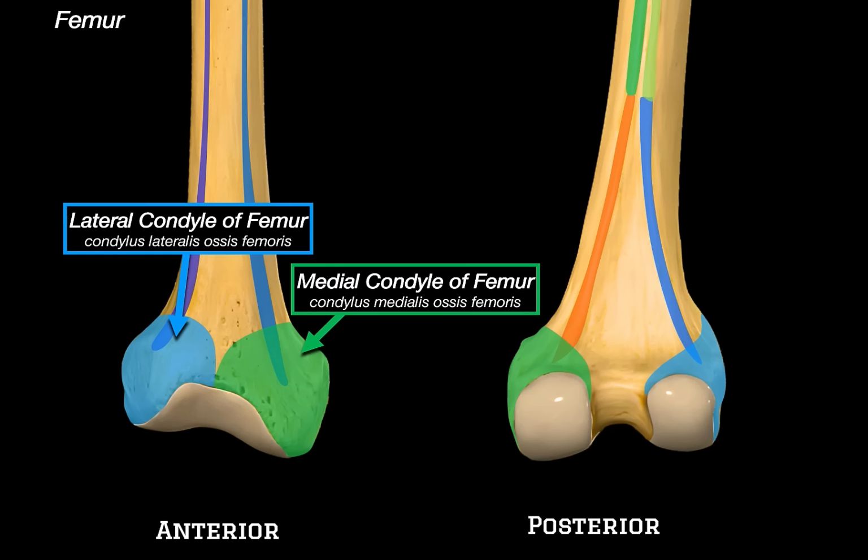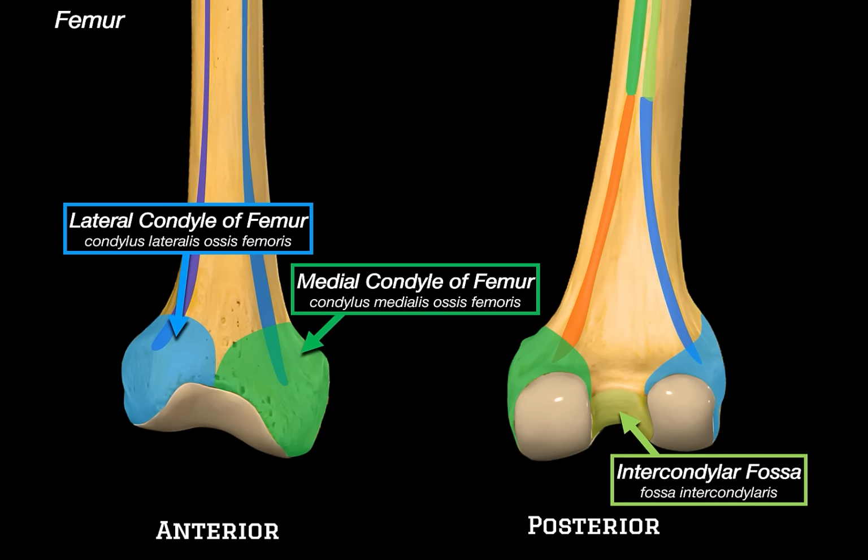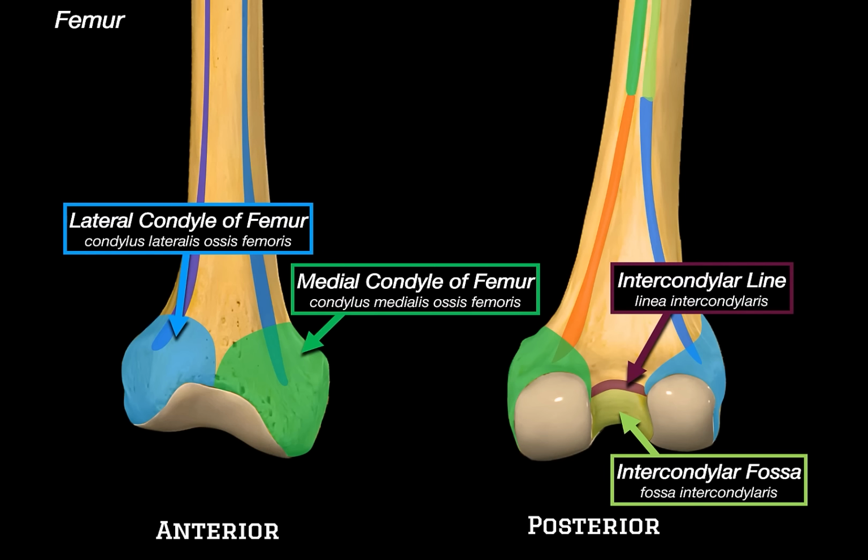A few more things to mention. Between the condyles on the posterior side is the intercondylar fossa, and just above that is the intercondylar line. On the anterior side, you will find the patellar surface, which is a smooth area that articulates with the patella to form part of the knee joint.